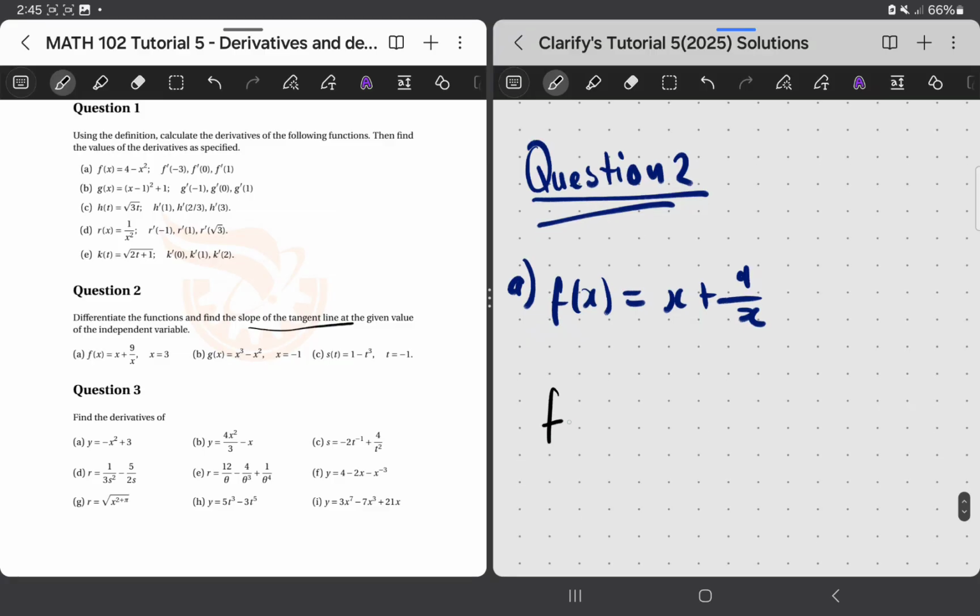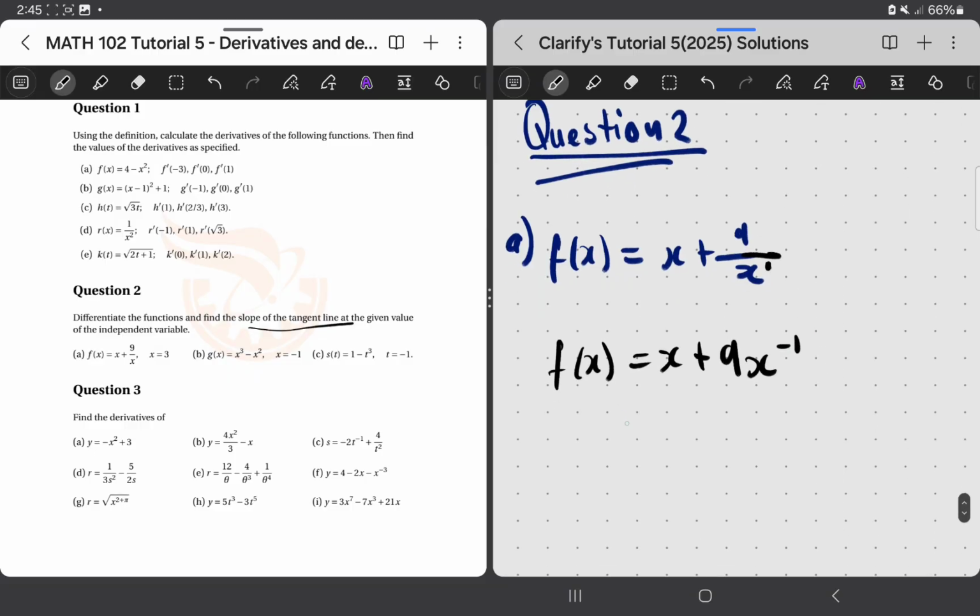So how do you differentiate? For us to differentiate, we can't have this fraction. So f of x is equal to x plus 9 multiplied by x to the minus 1. We change the power. Whatever the power is, just change its sign. Here it's a positive 1, and we change its sign to negative 1. That is what you do when you take something from the denominator to the top. The power is the one that changes sign.